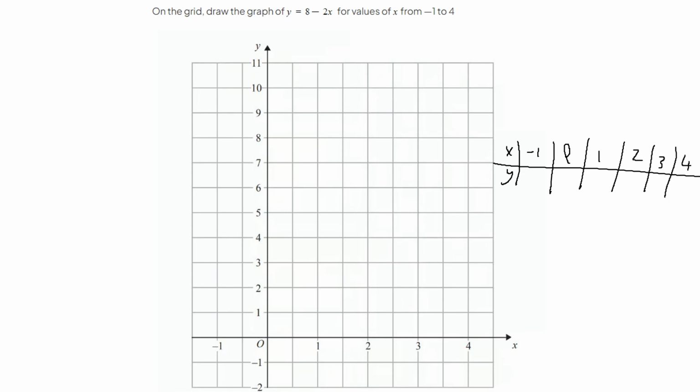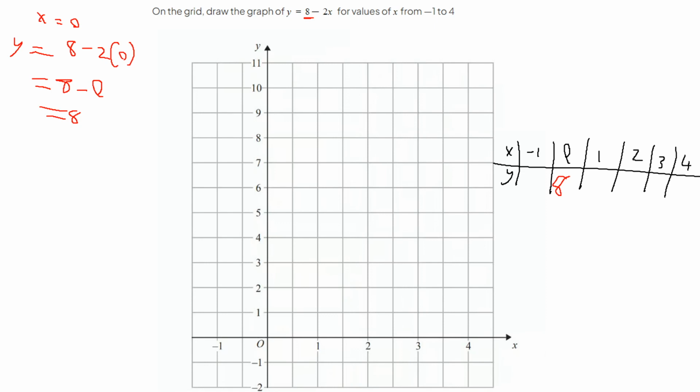Let's start with 0 because it's just free. You can see that for x equal to 0, y is equal to 8 minus 2 times 0. What's 2 times 0? 2 times 0 is 0. So the answer is 8. And as you can see, you could get that easily because that's just the number that's right there.